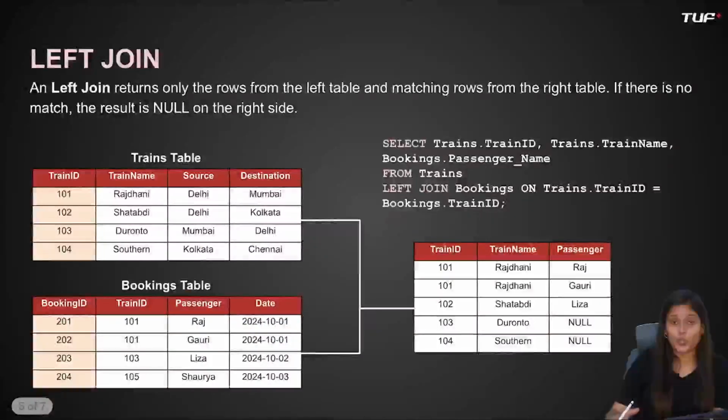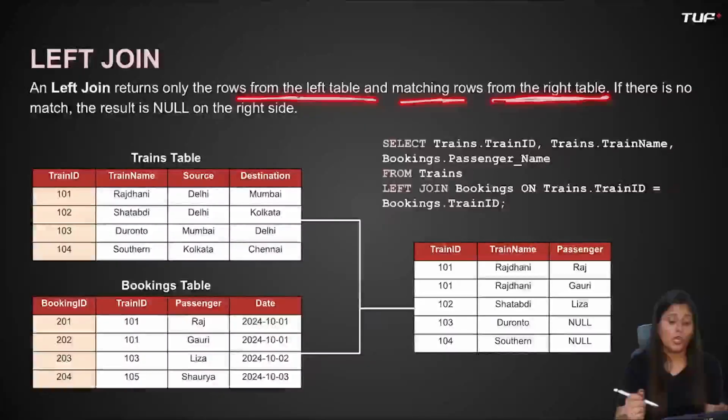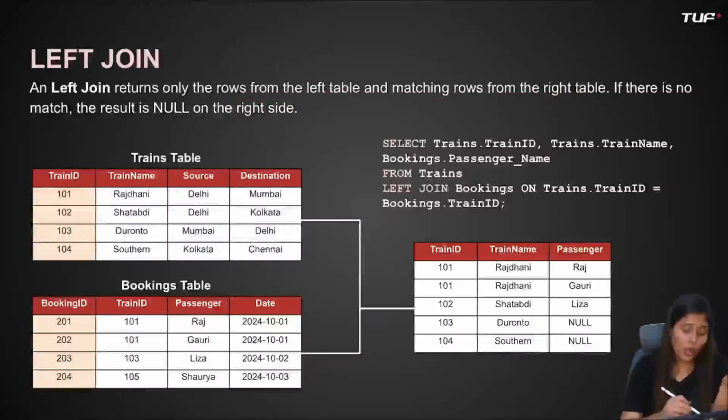Now let's see left join. So left join says that we'll be returning all the rows from the left table and the matching rows from the right table.